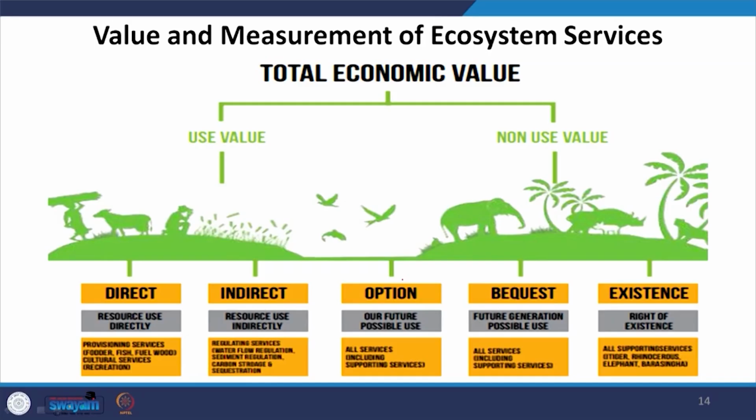Then another is bequest value. Sometimes we feel happy, we get pleasure that we may not use a particular service, but our future generation may use it, and for that matter we would like to preserve our environment for the future generation. So, I may be willing to pay something for the cause of protecting our environment, protecting our river system, because our future generation may have access to these goods and services. So, that is called bequest value.